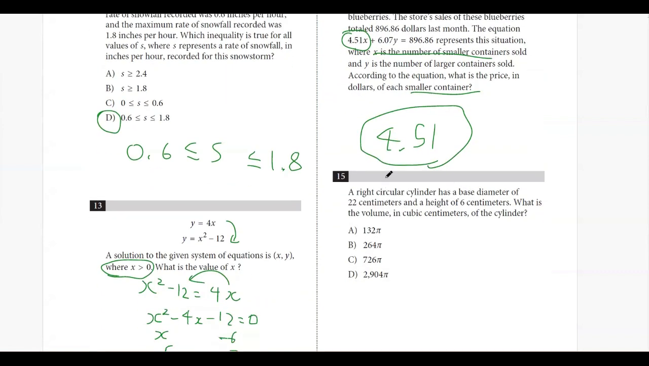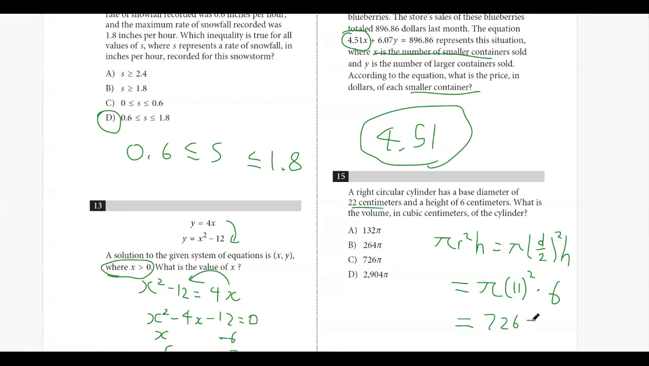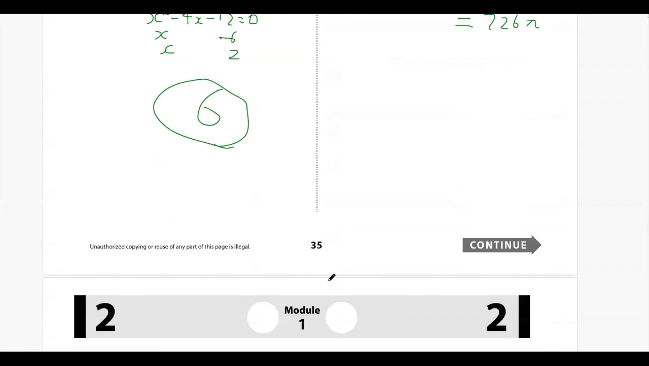A right circular cylinder has a base diameter of 22 centimeters and a height of 6 centimeters. What is the volume in cubic centimeters of the cylinder? So we know that the volume is pi r squared times h, and we can rewrite this as pi times (diameter over 2) squared times h. We know that the diameter is 22, so 22 divided by 2 is 11. Square that, times the height. This is equal to 726 pi. So C is the correct answer.